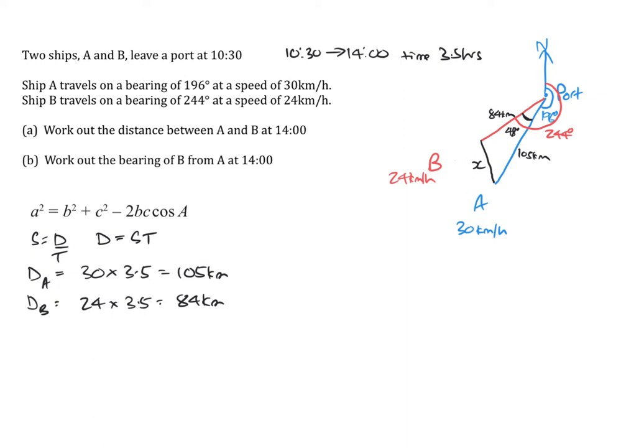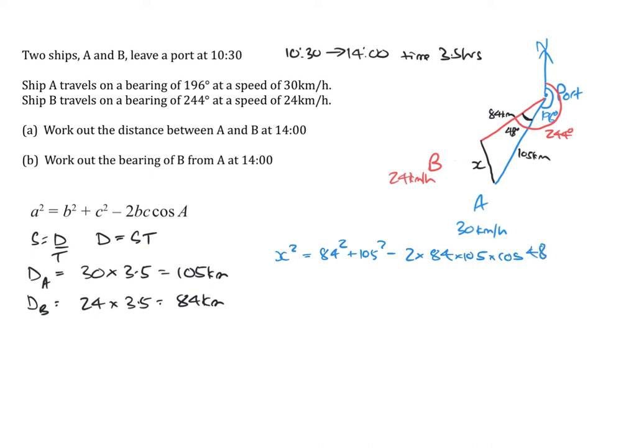Let's do this in blue. I will have a squared. Now a squared is the side opposite the angle that I'm working with. I'm working with angle 48. So that makes my formula x squared equals the two other sides, so 84 squared plus 105 squared, take away 2 times BC cos A. So 2 times 84 times 105 times the cosine of my angle, which is 48.